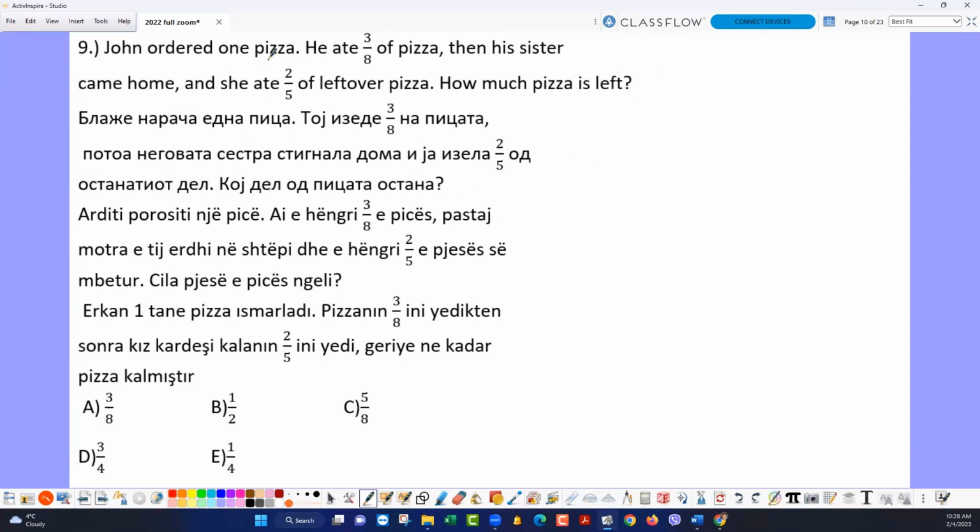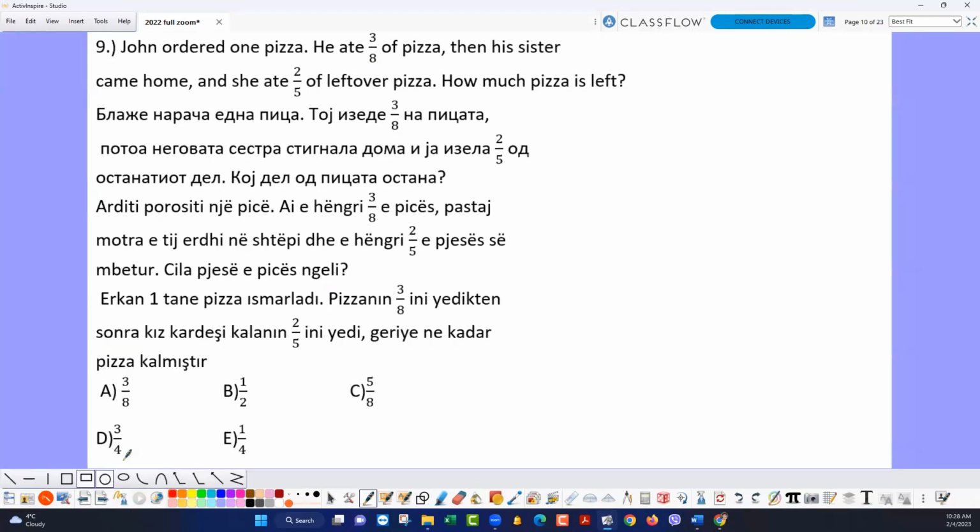John ordered 1 pizza. He ate 3/8 of it. So if I draw it like this, like the pizza, if it is circular, and we are dividing it into 8 parts here. This is the first part, second part. And the question says he ate 3/8 of the pizza.